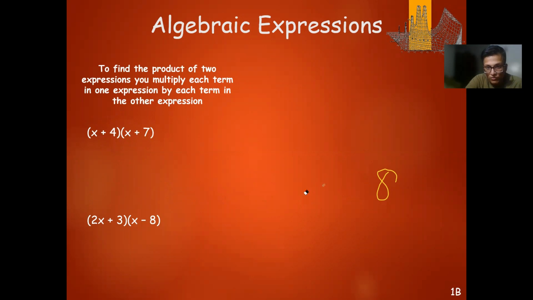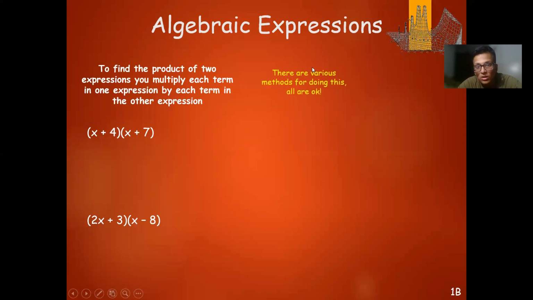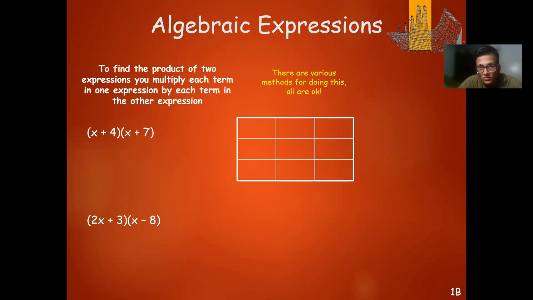Another method is where you would actually draw a Punnett square and write the terms of the first bracket on the top and the second bracket's terms on the side, and take a cross product of each term and add them up and try to simplify them as you go, which would look something like this. There are many methods to do this, but overall, do what you feel comfortable with.